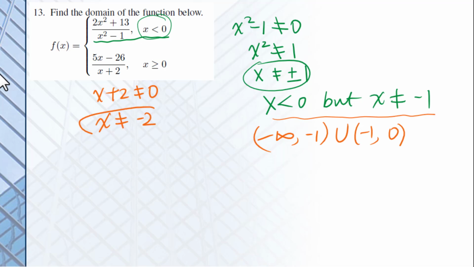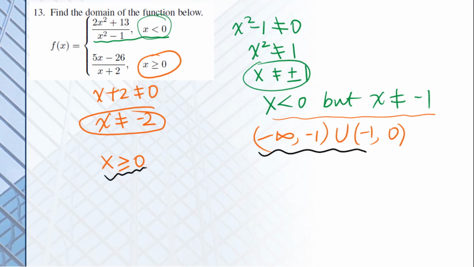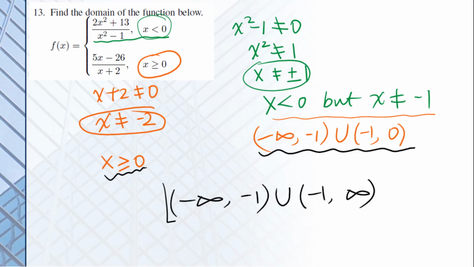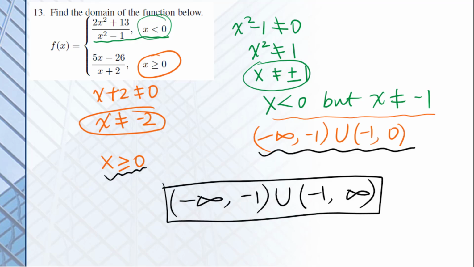Then you combine these two together. It's still x greater than or equal to 0. So we will combine these two together. It will be negative infinity to negative 1, union, negative 1 to positive infinity. This is the domain of this piecewise function.